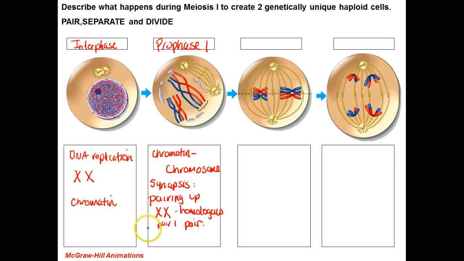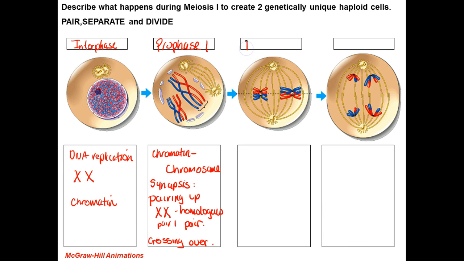Another key important thing that happens that's different from mitosis is crossing over. And crossing over is basically the exchange of segments of chromosomes. So you see this blue chromosome is exchanging with this red chromosome, between the non-sister chromatids. So you will have one that has exchanged and one that is the parental chromosome.